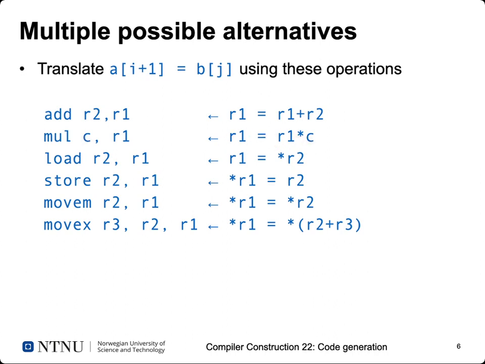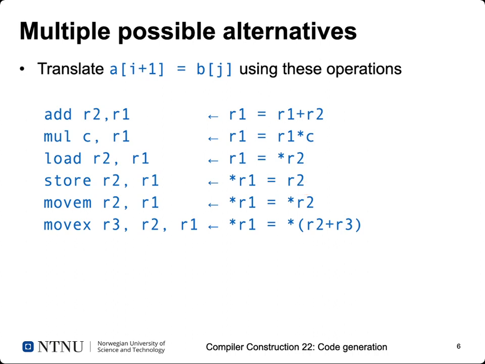We have a load instruction that dereferences the address in R2, so loads a value from memory addressed by R2 into register R1. So that would be the equivalent C instruction on the right hand side here. Accordingly, we have a store instruction that stores the value of register R2 into memory at location R1. So this would be, again, the equivalent C instruction.